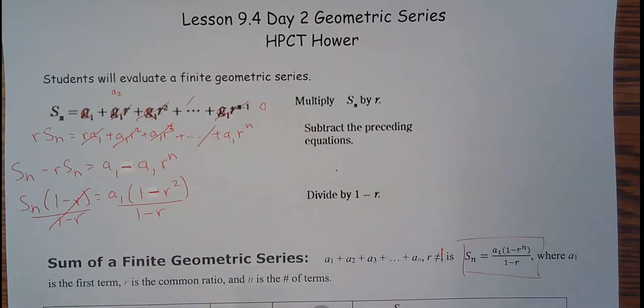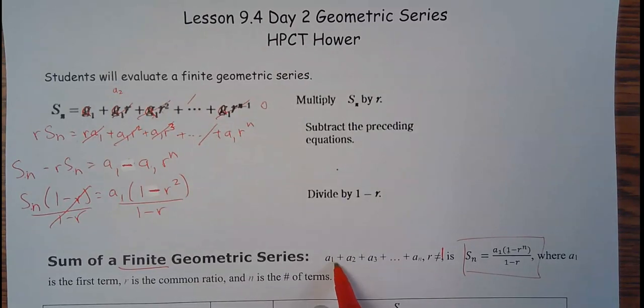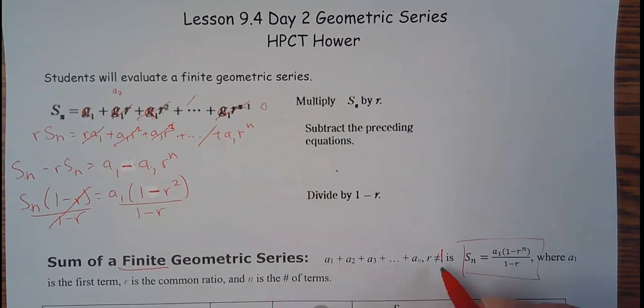But if you want to find the sum of a finite geometric series, meaning there's a locked-in number of terms that doesn't keep going on forever, and I want to add them all up, so a sub 1 all the way through a sub n. So if this was a sub 10, that means there's 10 terms. As long as r is not equal to 1.